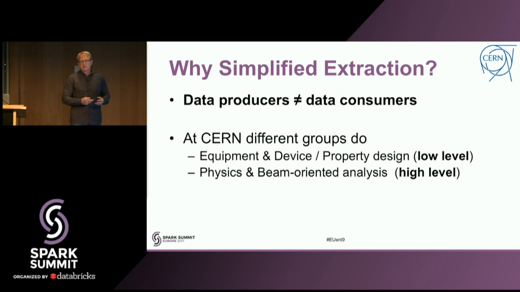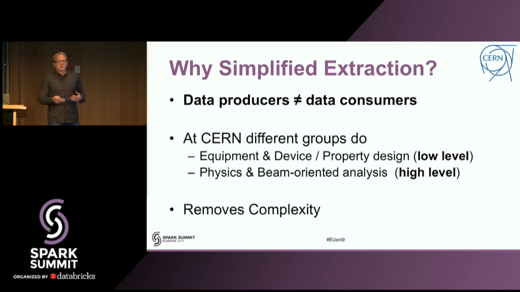This happens at CERN a lot, where we have equipment groups and designers of equipment, let's say device properties that are quite low level. They don't care, or this information is not propagated very well to the people that actually do the physics and beam-oriented analysis. This is why it's very important to remove this complexity and to have the system unified and as simple as possible, to achieve the best level of usability.